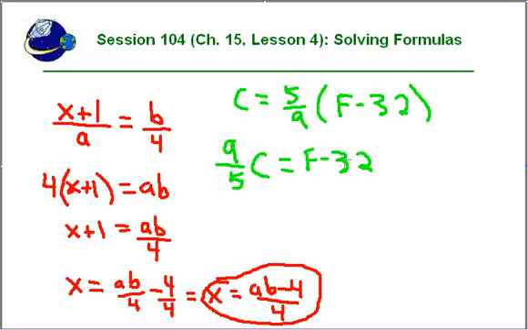We're almost there. The F is not quite by itself. It's having a 32 subtracted from it. So to undo that subtraction of 32, we need to add 32 to both sides. On the left-hand side, that'll give us 9/5 C plus 32. And then on the right-hand side, when we add 32, that negative 32 and positive 32 will cancel, and we are simply left with an F. So our formula for finding out the temperature in Fahrenheit, if we already know the Celsius, is F equals 9/5 C plus 32.